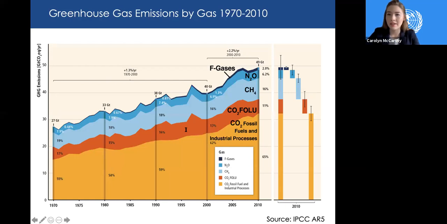Now, carbon dioxide is not the only thing that is contributing to climate change. There are also several other greenhouse gases. Here, you see the relative contribution of different gases from the year 1970 to 2010. In orange and red, you can see the contribution that CO2 makes from fossil fuels and land use that we just talked about. Then in light blue is methane, nitrous oxide, and the F gases. Agriculture contributes 50% of global methane emissions and 60% of global nitrous oxide emissions. Heavy industry and manufacturing, as well as consumer goods, are sources of nitrous oxide and the F gases.